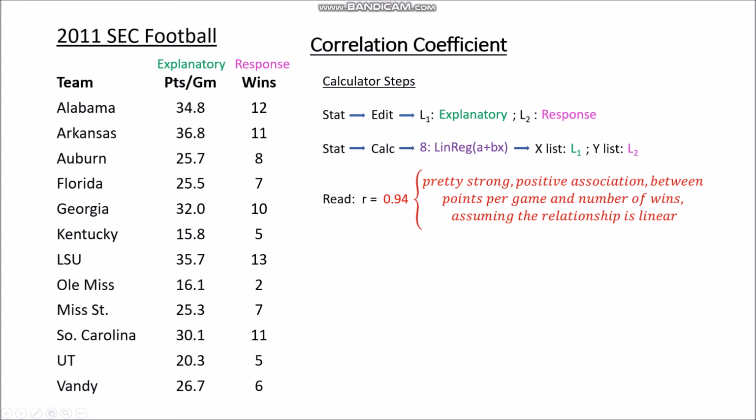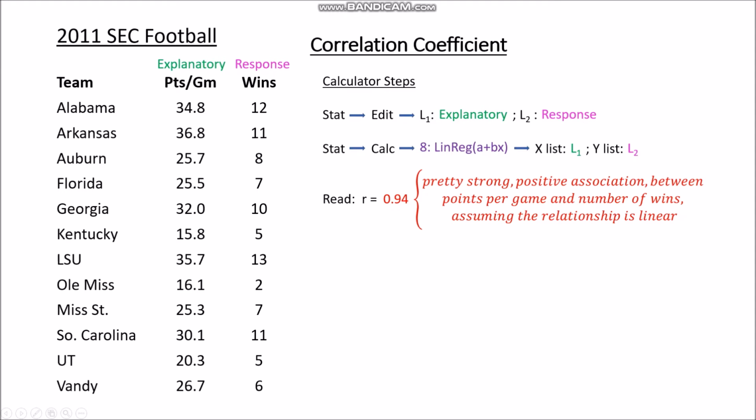So that's the important part right there. R by itself doesn't tell us things are linear. R tells us, if they're linear, how strong it is and the direction. But we need to see the graph to determine if something's linear. We've already looked at the graph, so we know that this R is useful to us. So that's how we can use the calculator to get the correlation coefficient.